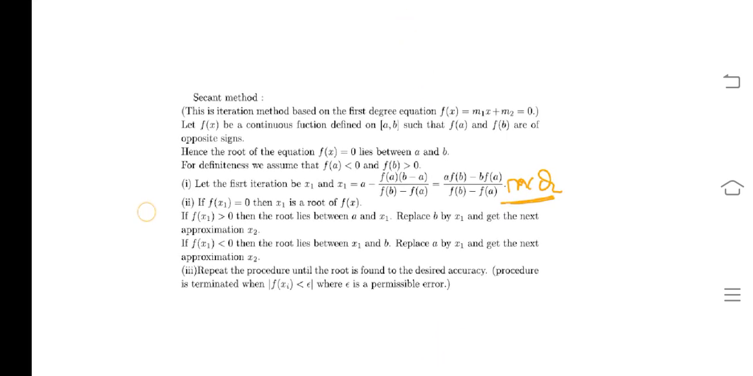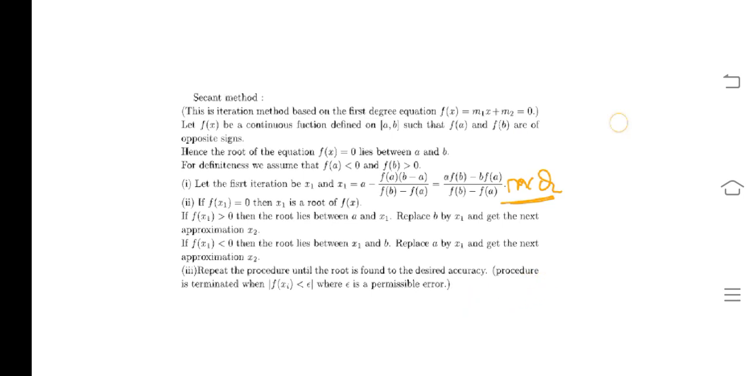Let the first iteration be x1, and now for x1 we have this formula: (a times f(b) minus b times f(a)) whole divided by f(b) minus f(a). If f(x1) is 0, then x1 is the root of f(x). If f(x1) is greater than 0, then the root will lie between a and x1. So replace b by x1 and get the next approximation x2.